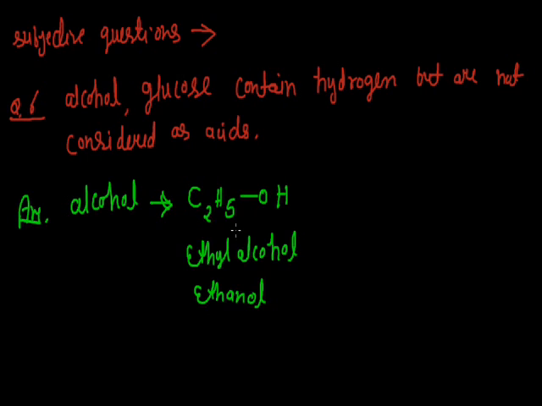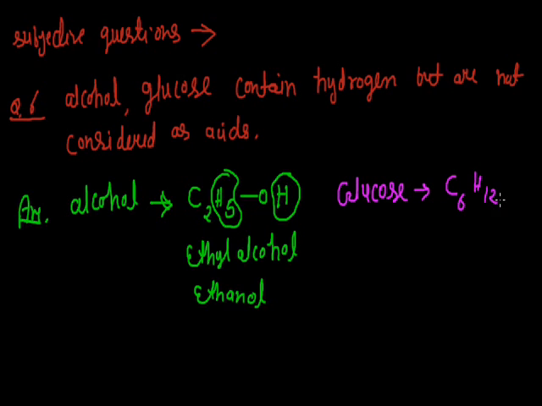So according to the formula, we see that the formula of alcohol has 6 hydrogen, these 5 hydrogen and this 1 hydrogen. So although it contains a total of 6 hydrogen, it is not considered an acid. Similarly, the formula of glucose is C6H12O6, which again contains 12 hydrogen atoms, but both are not considered acids.